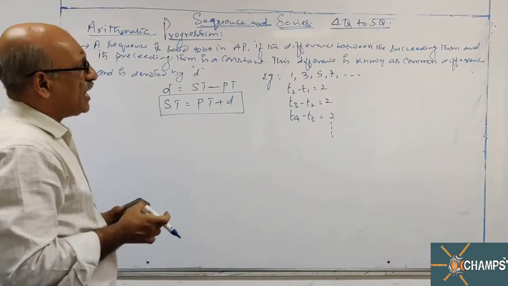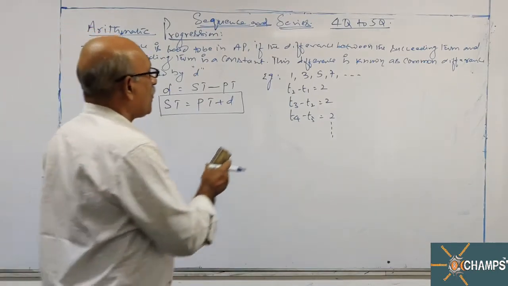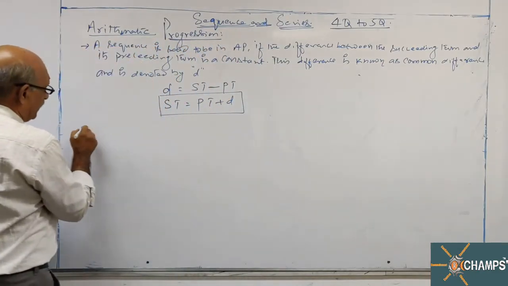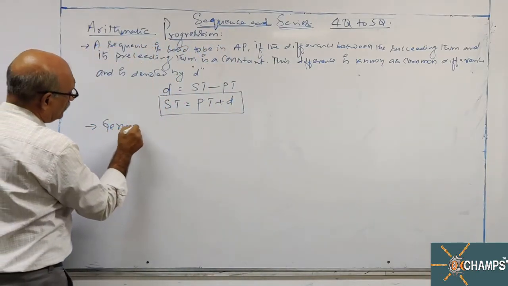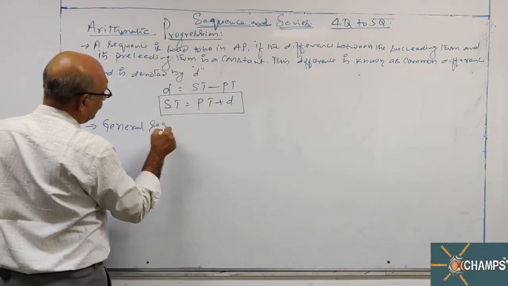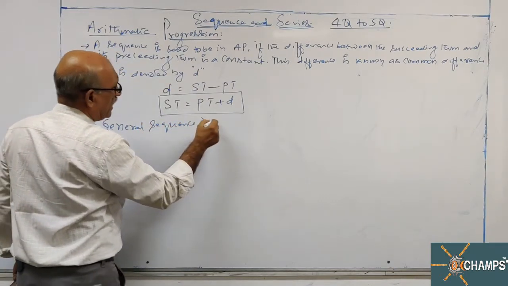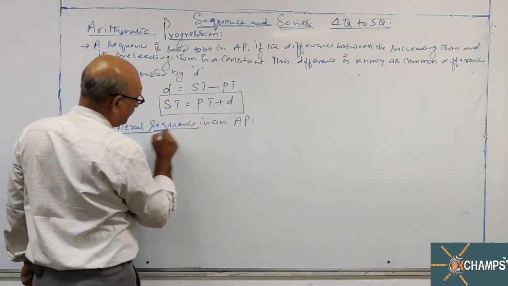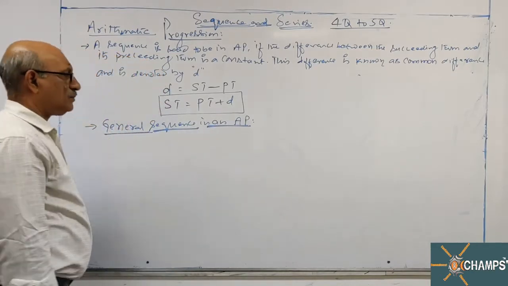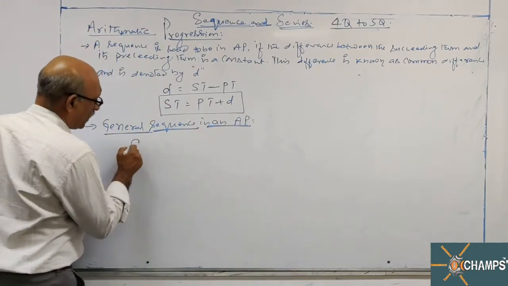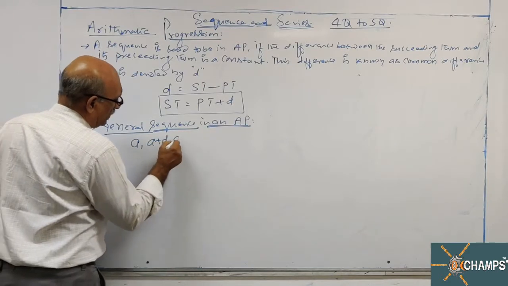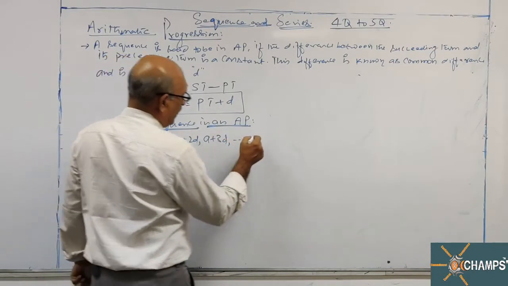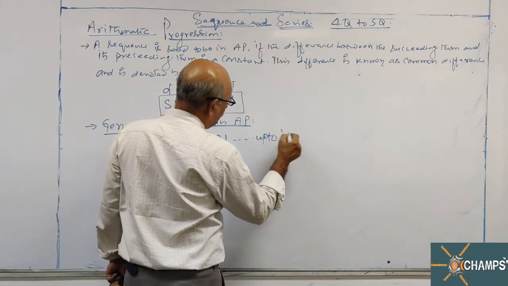When numerical numbers are not given, then what will I do here? Second point, general sequence in an AP. A, A plus D, A plus 2D, A plus 3D, etc. up to n terms.